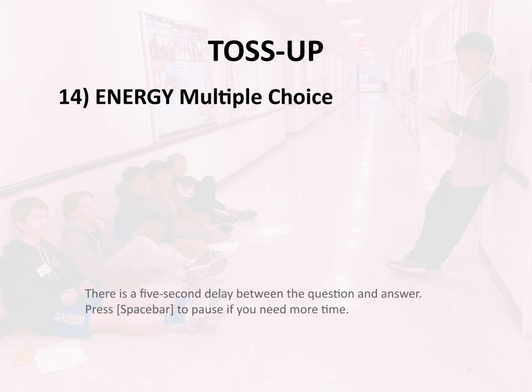Toss-up 14. Energy. Multiple choice. Which of the following sectors in the U.S. uses the most petroleum? W. Industry. X. Residential. Y. Transportation. Z. Construction.